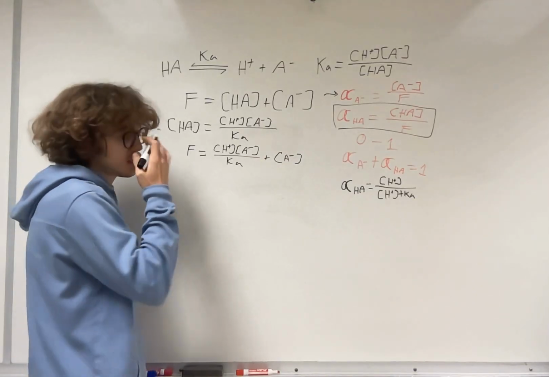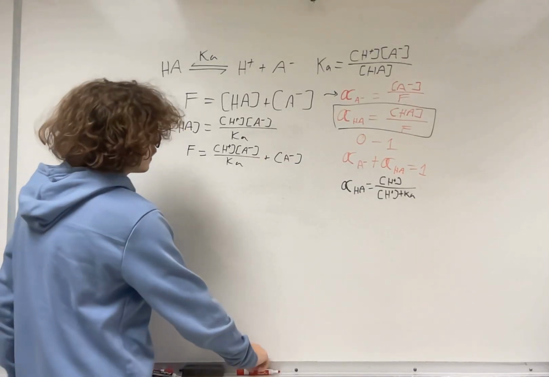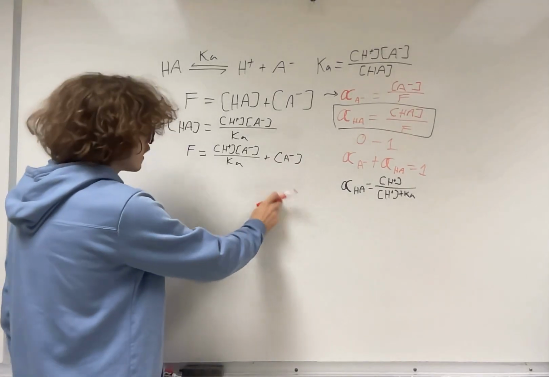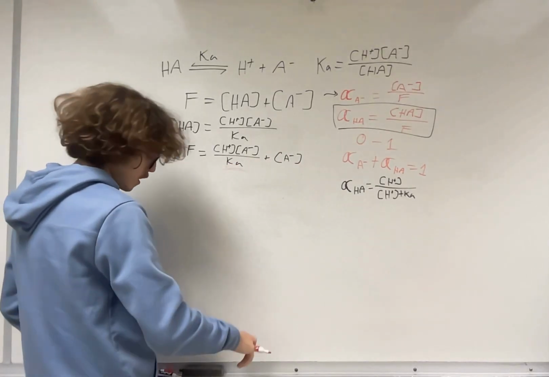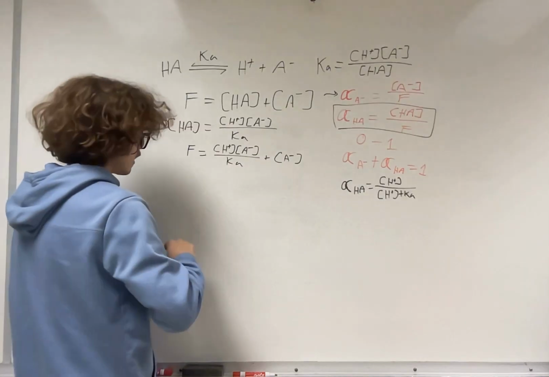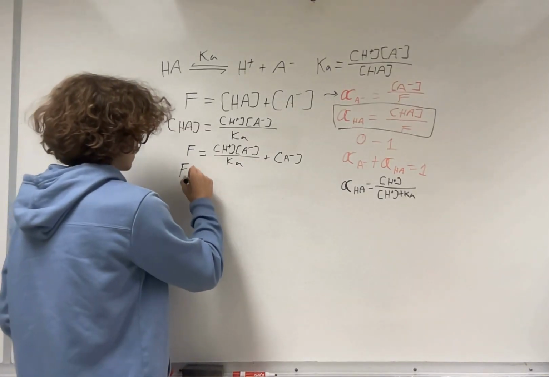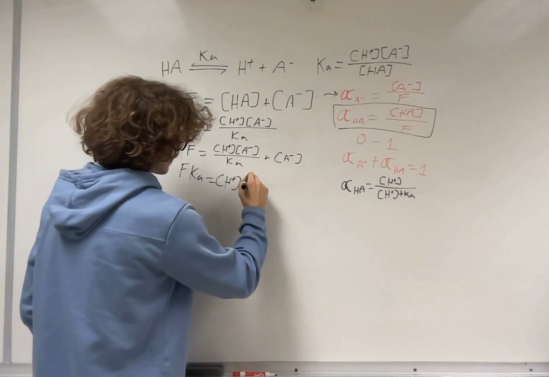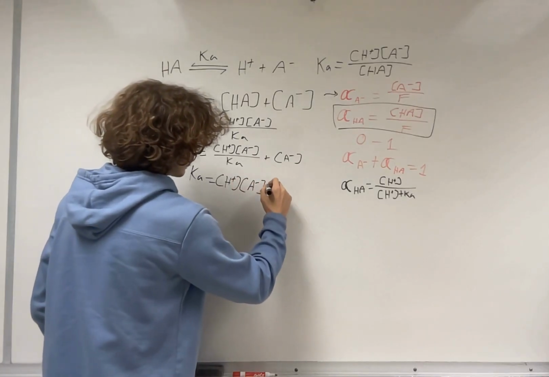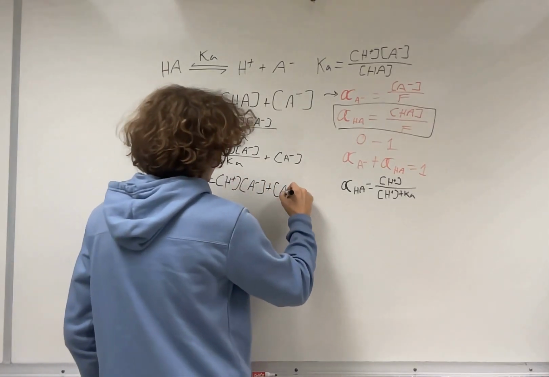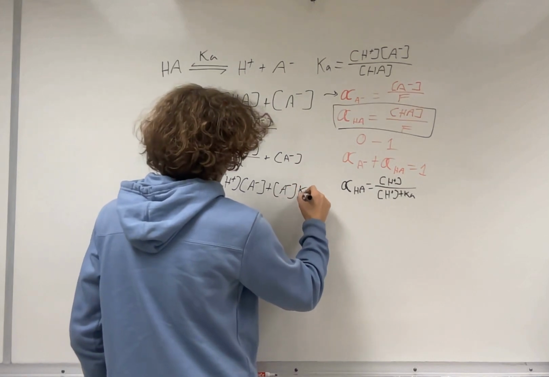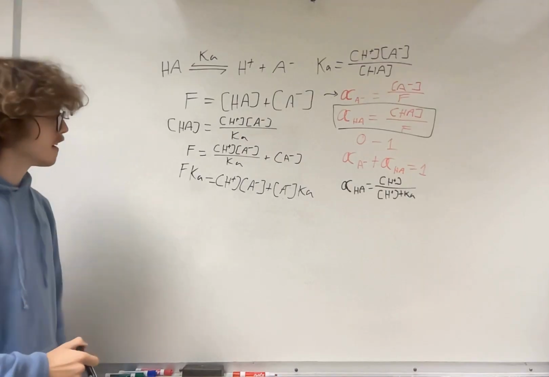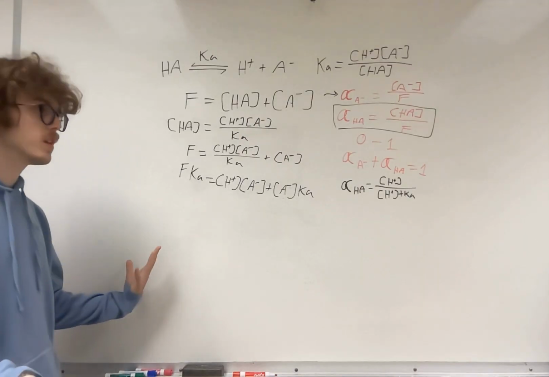Kind of a similar idea. Remember how in the last one, when we substituted for this, we had over H plus. Now we have over Ka, so let's multiply that out to every term. So F times Ka equals H plus A minus plus A minus Ka. Hopefully that's not too terrible to see. Should be kind of intuitive, I hope.